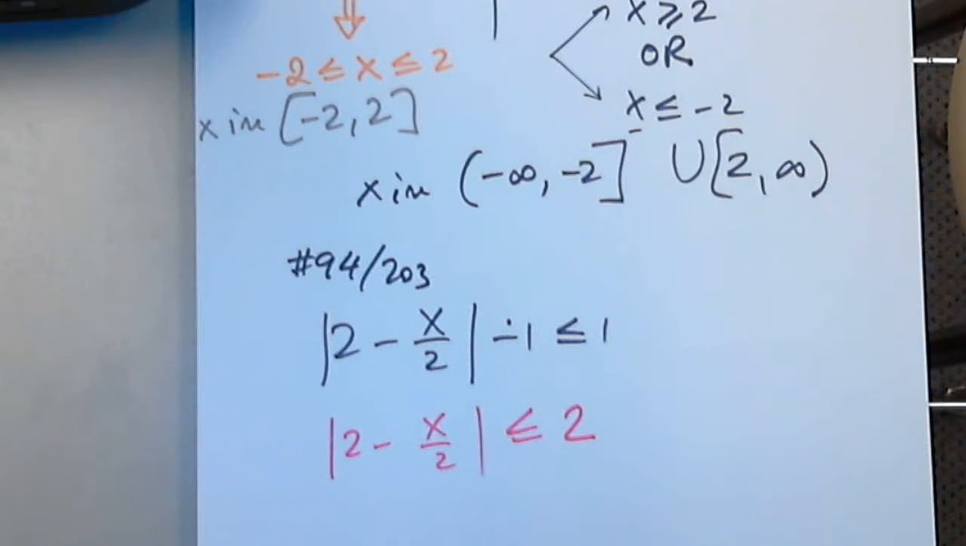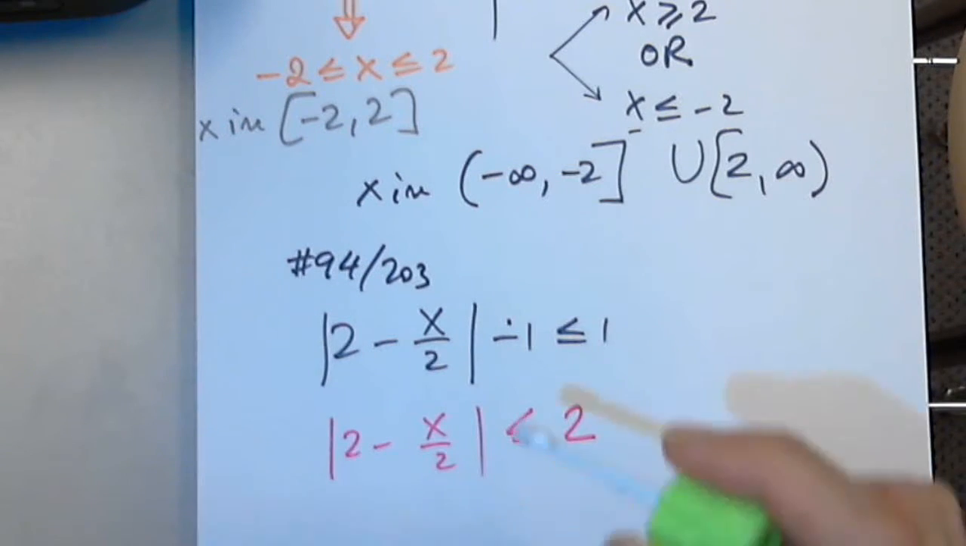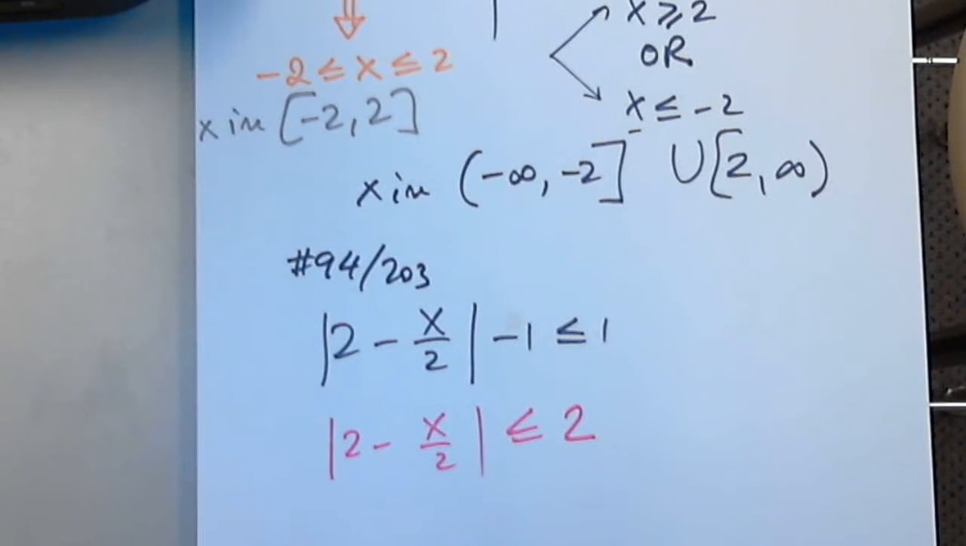Yes, please, Alex. What is that problem? 94 on page 203. I mean, after the absolute value. This little dot? Yeah. I'm sorry. Happy? I got it right here.